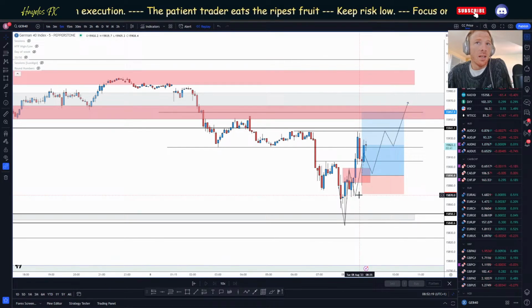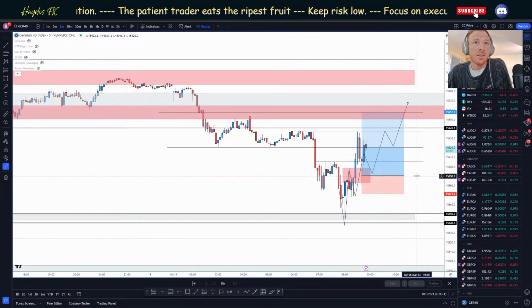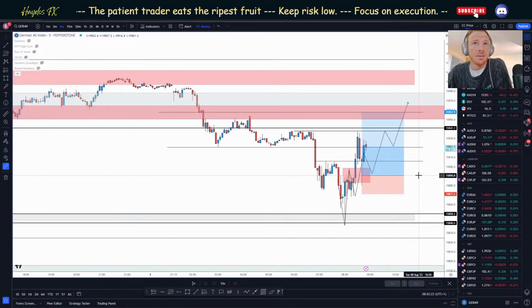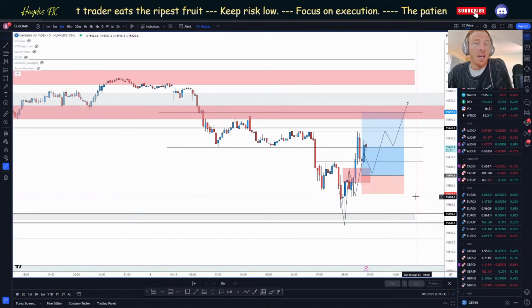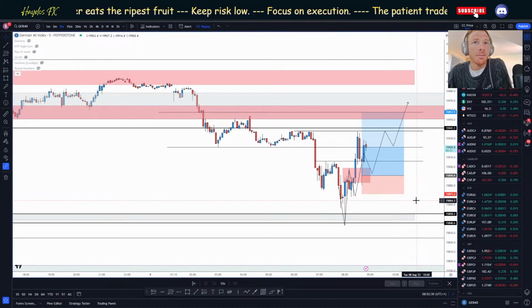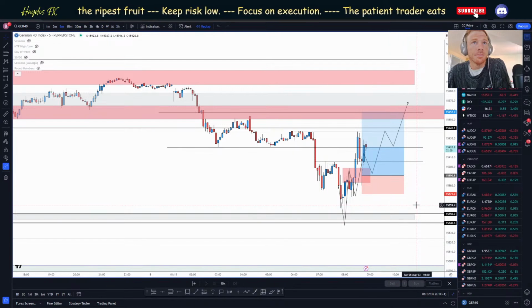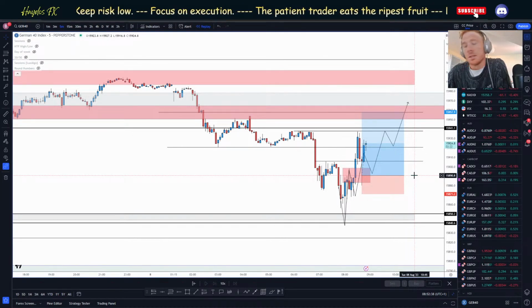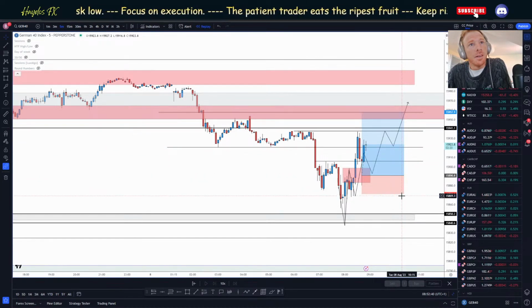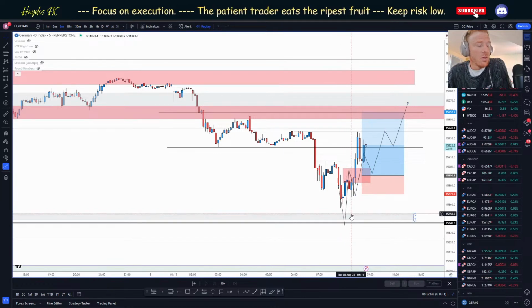Oh, his entry is way lower than our entry. Oh, way lower. Okay. My entry was 15859. We're at about 15890, so around the bottom of the M30. Yeah, so that's a prime entry, so you can move to break even.